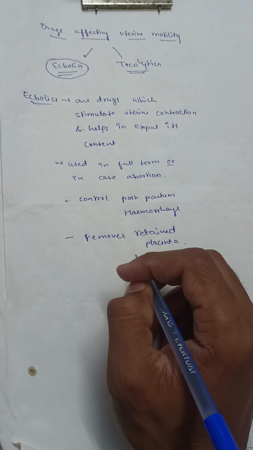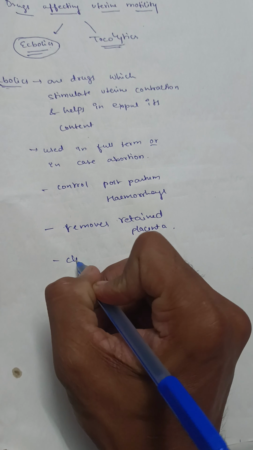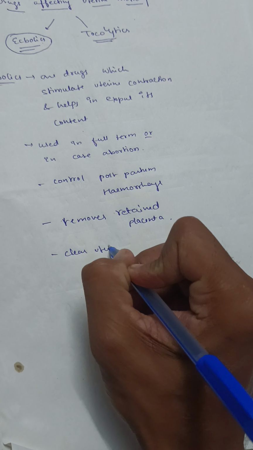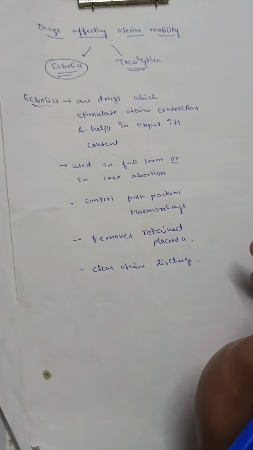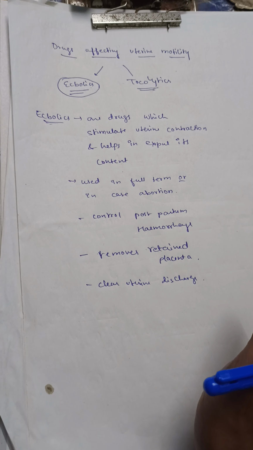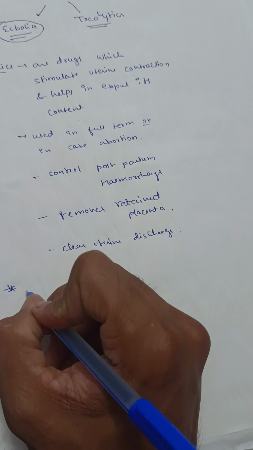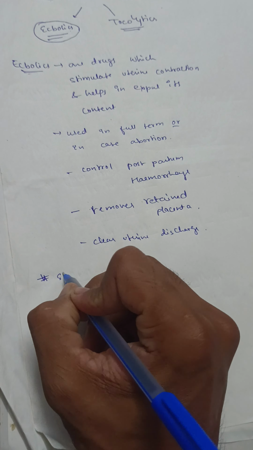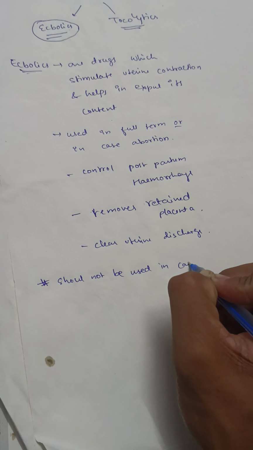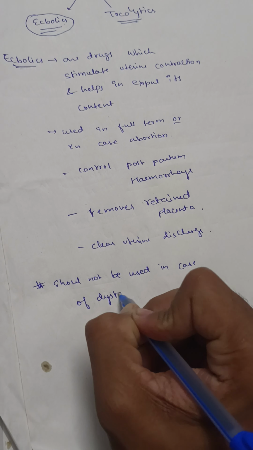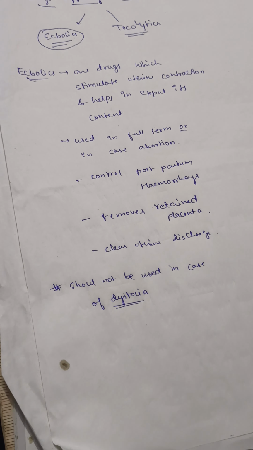Next, it clears the uterine discharge. Okay, it will clear the uterine discharge. These are the uses of ecbolics, and there will be one contraindication. This drug should not be used in case of dystocia. Okay, dystocia. This drug should not be used in case of dystocia.